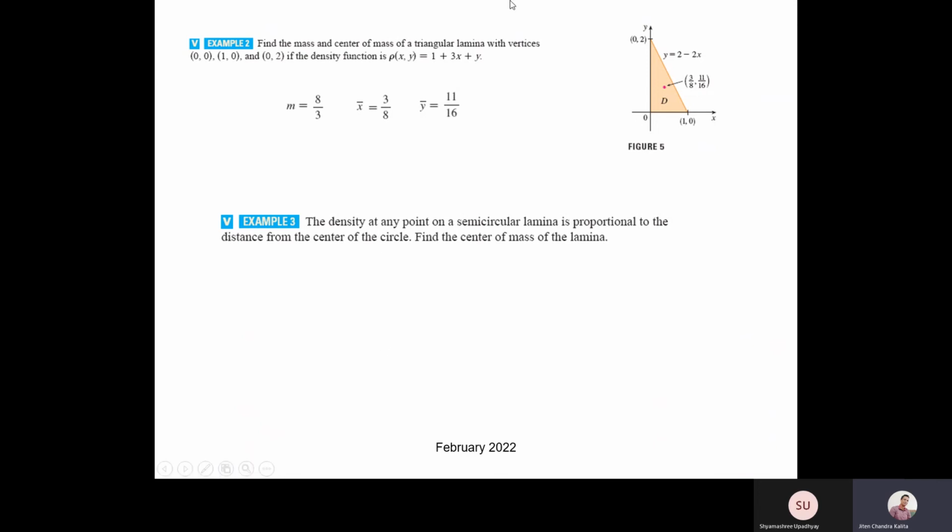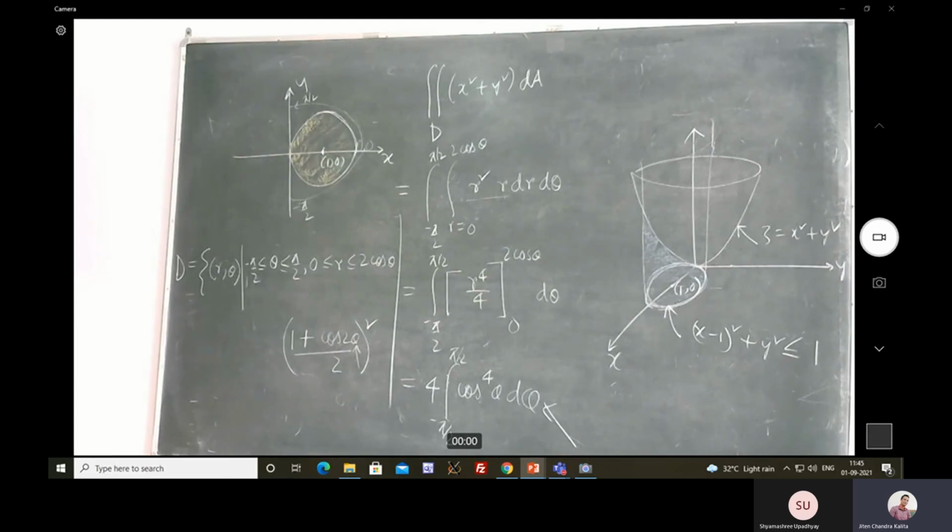Okay, so what I'm going to do is stop double integral applications here. So that's what I'm going to start: surface area.